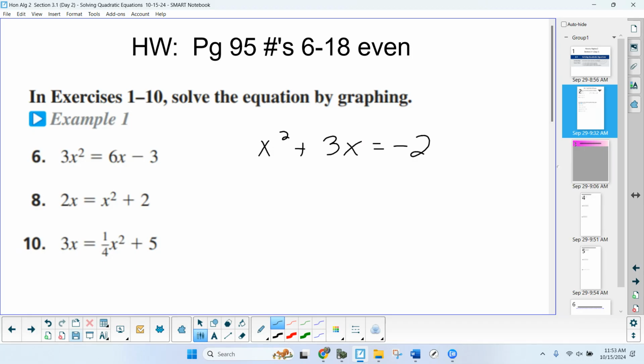It's the x-intercept. How do you find it once you graph it? Do you guys remember? Second calc, 0. Left bound, right bound, intersect.